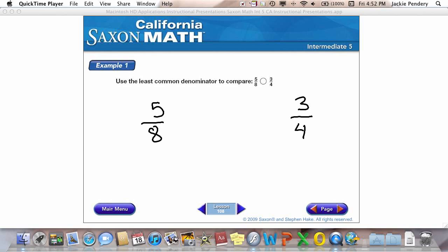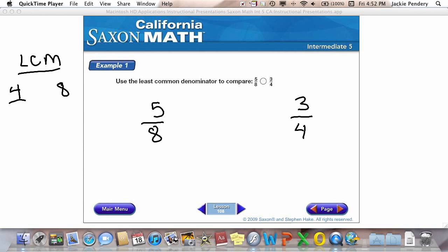So to find the least common denominator, I need to find the least common multiple between 8 and 4. And I know you are all probably thinking, well, Mrs. Pendry, that's 4, I know that, or 8, but I want to go through the steps anyway. So I want to find the least common multiple of 4 and 8.